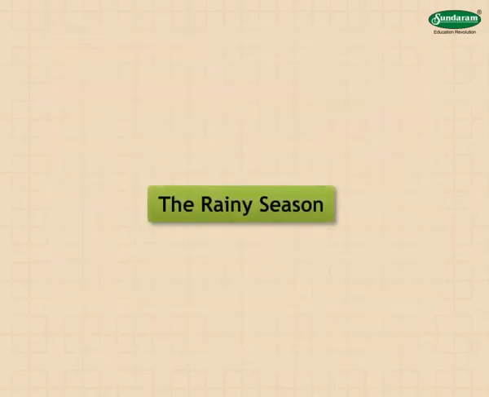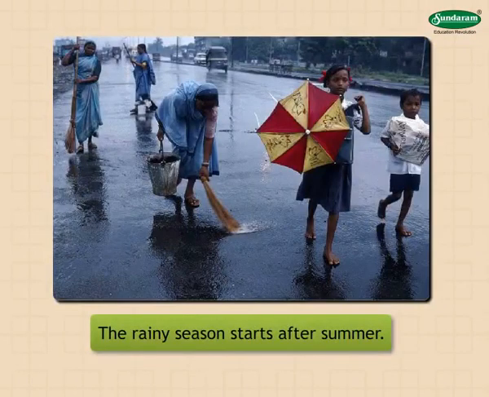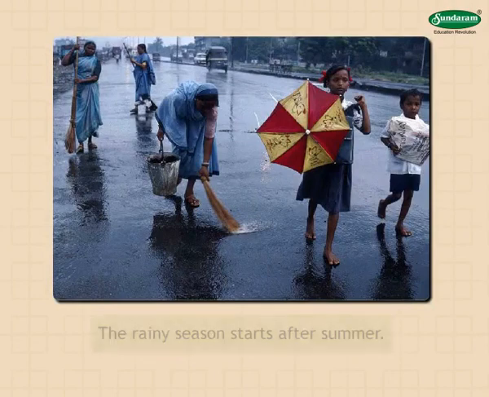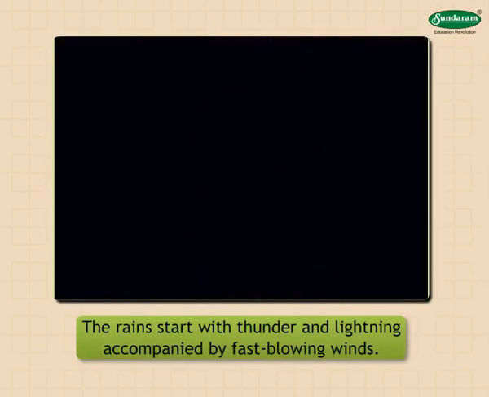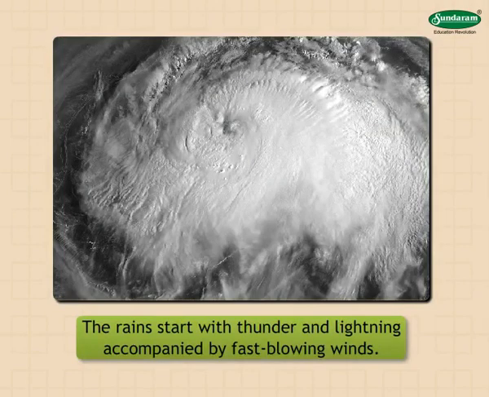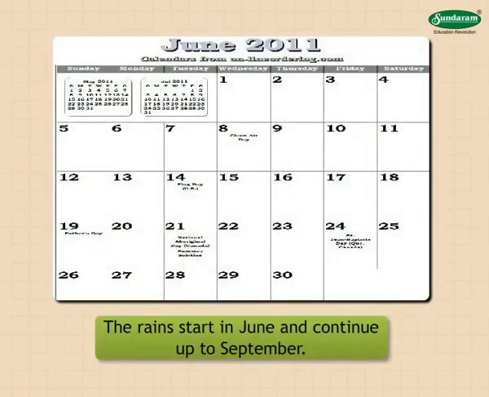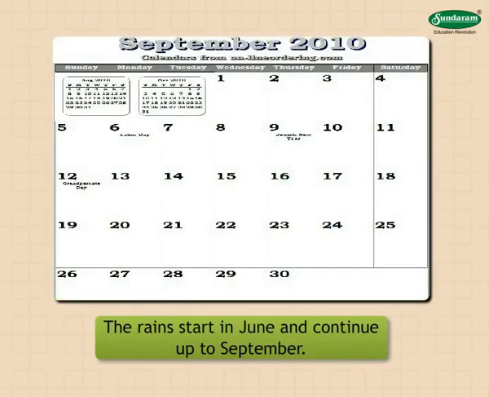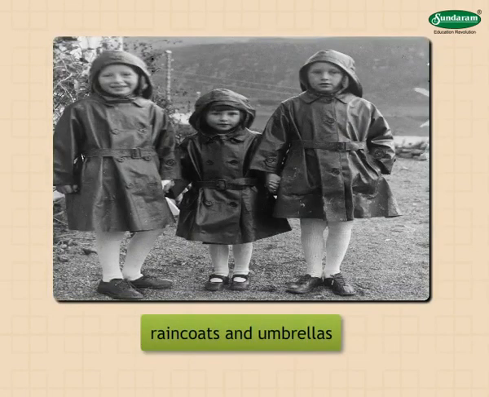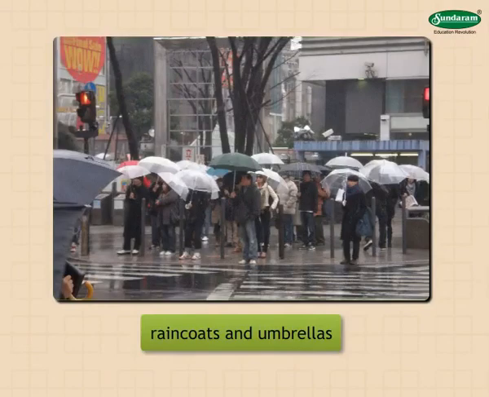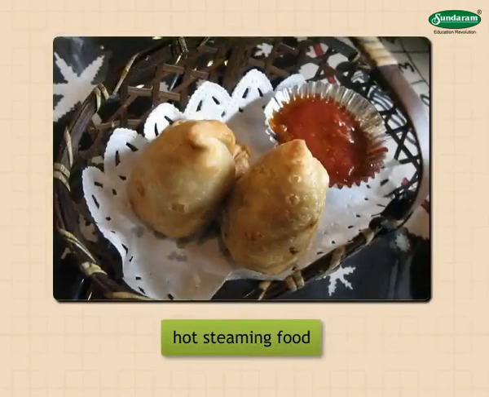The rainy season. The rainy season starts after summer. The rains start with thunder and lightning, accompanied by fast-blowing winds. The rains start in June and continue up to September. Therefore, the period from June to September is called the rainy season. In this season, we use raincoats and umbrellas. We feel like eating hot, steaming food.